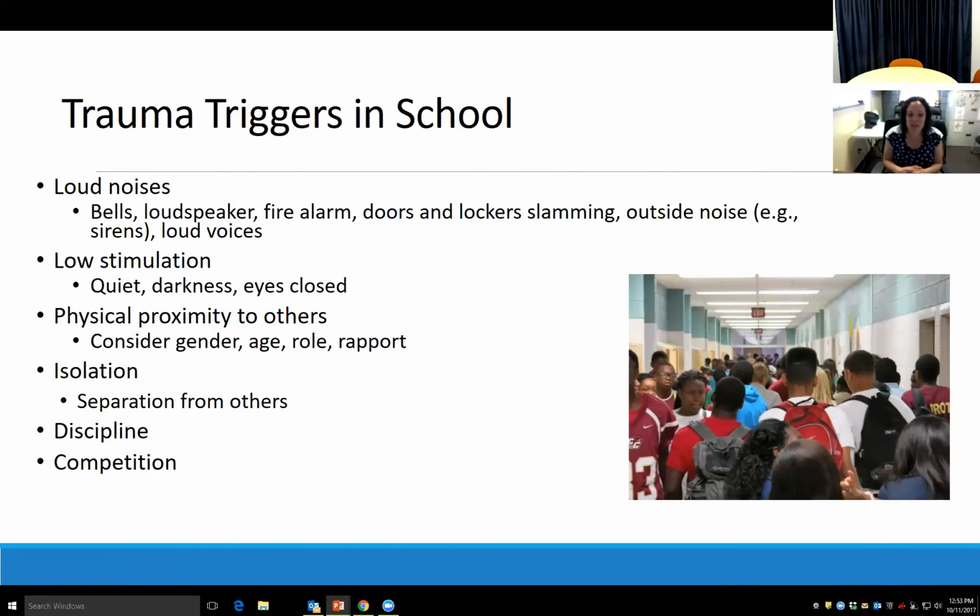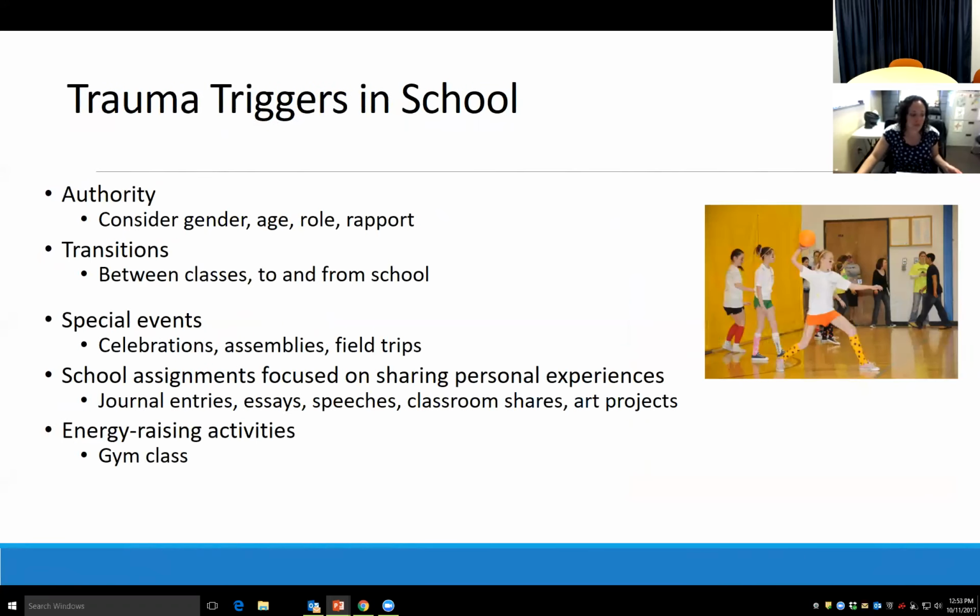Sometimes the physical proximity to others can be a trigger, so it's important to consider the gender, age, role, and rapport between the two before there's physical proximity. For some individuals, isolation is a trauma trigger, so being separate, being sent to timeout or sent out of the classroom, that could be a trauma trigger. Discipline, competition, even healthy competition can feel like a trauma trigger, particularly if it's invoking feelings within the child that are reminiscent of the trauma. Authority, just dealing with authority in general, could be a trauma trigger for the child. Transition, as I said before, there's a lot of transitions in the school day.